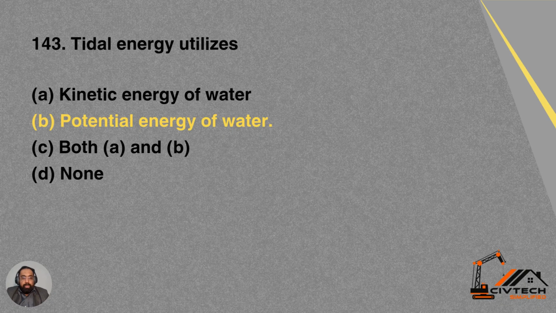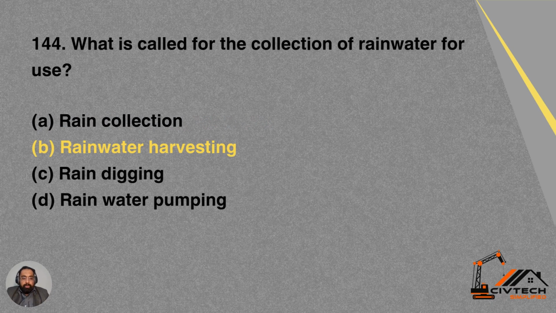143. Tidal energy utilizes. Option A, kinetic energy of water. Option B, potential energy of water. Option C, both A and B. And option D, none of the above. So tidal energy utilizes potential energy of the water. B is the correct answer.